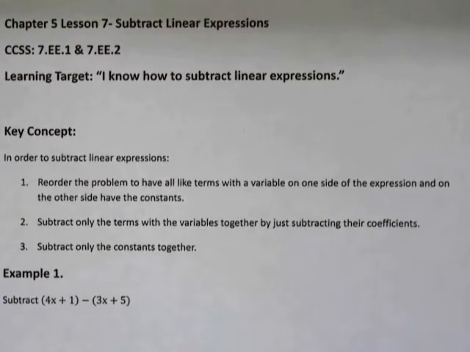Okay, so your key concept is a lot like adding expressions. The first thing you want to do is reorder the problem to have all the like terms on one side of the expression, and all the constants on the other side. So it takes a little bit of reordering. Then, after you do that, you subtract only the terms with the variables together by just subtracting the coefficients. And lastly, you subtract the constants together. So let's get going here. Let's do a few examples.